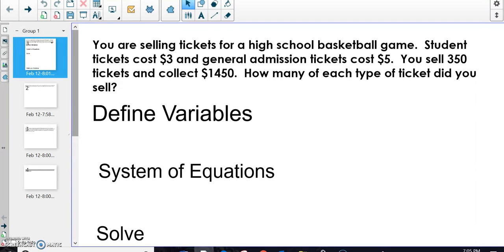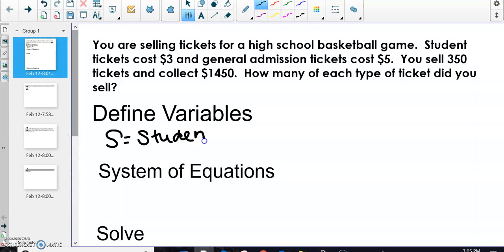So the first thing we need to do is to define our variables. So we're going to look at S being student tickets. So S is going to be our student tickets. And G is going to be general admission.